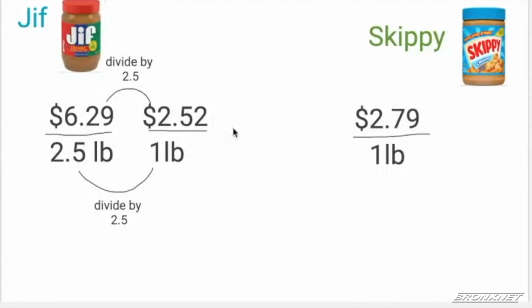Let's take a look at Skippy. Skippy, we know, is $2.79 for 1 pound. So they already gave us our unit rate here. So we know that 1 pound is $2.79. Which is the best deal or price?